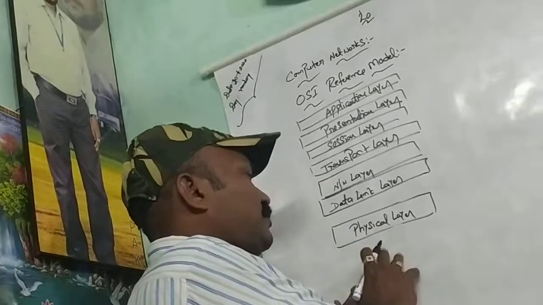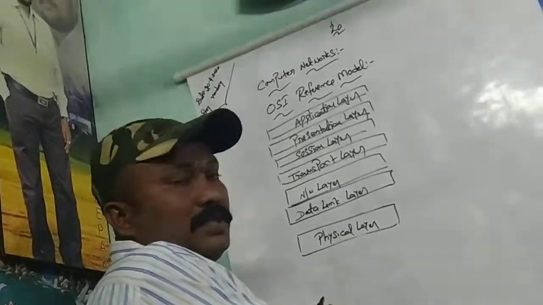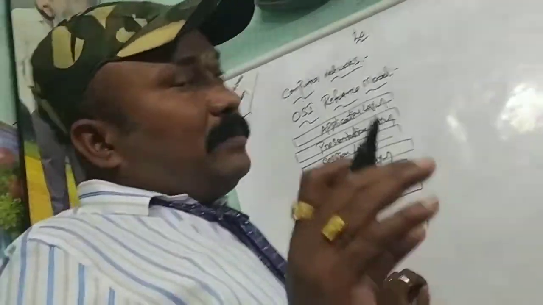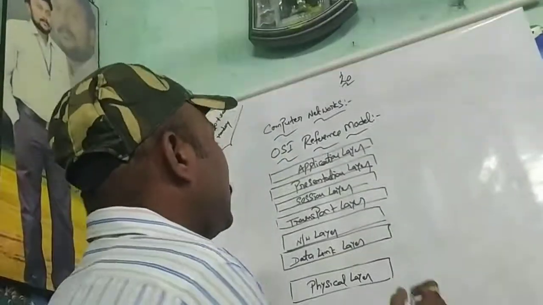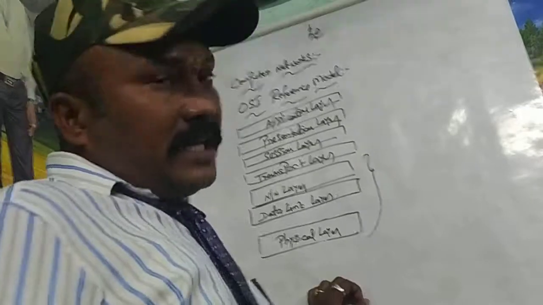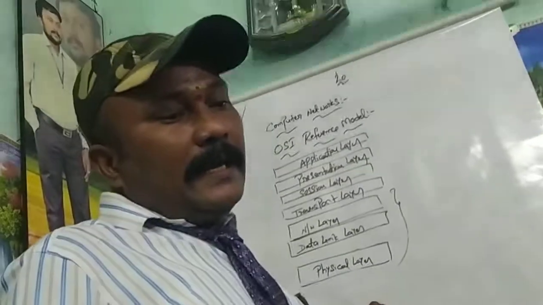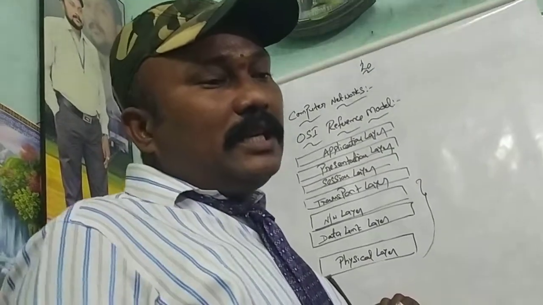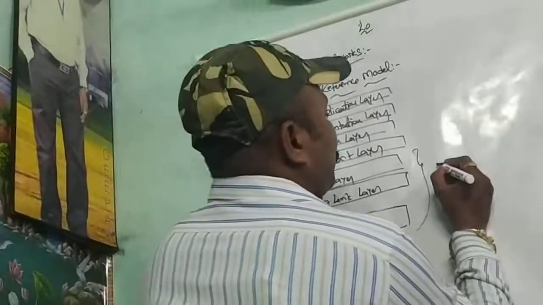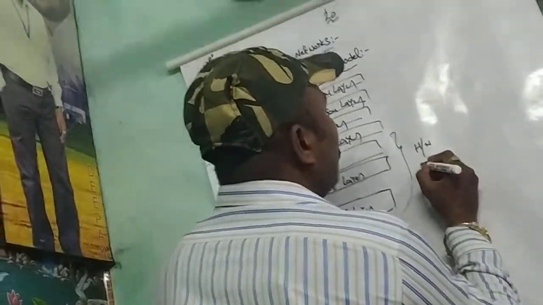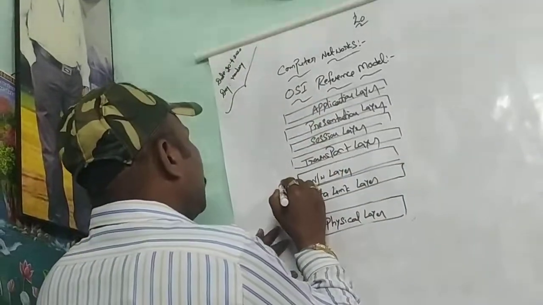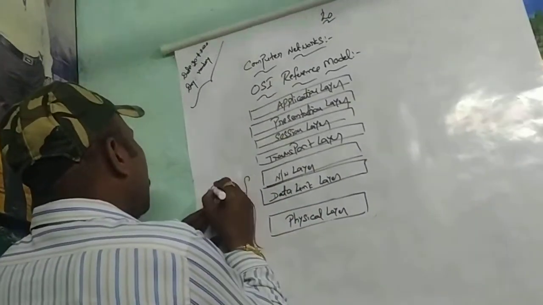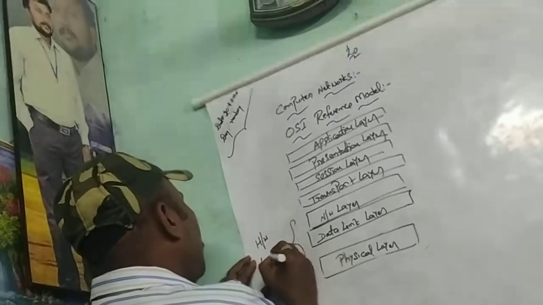Okay, I will explain. First one is the physical layer. But before that, my dear students, all of you carefully observe. These three, the physical layer, data link layer and network layer, come under the hardware layers.